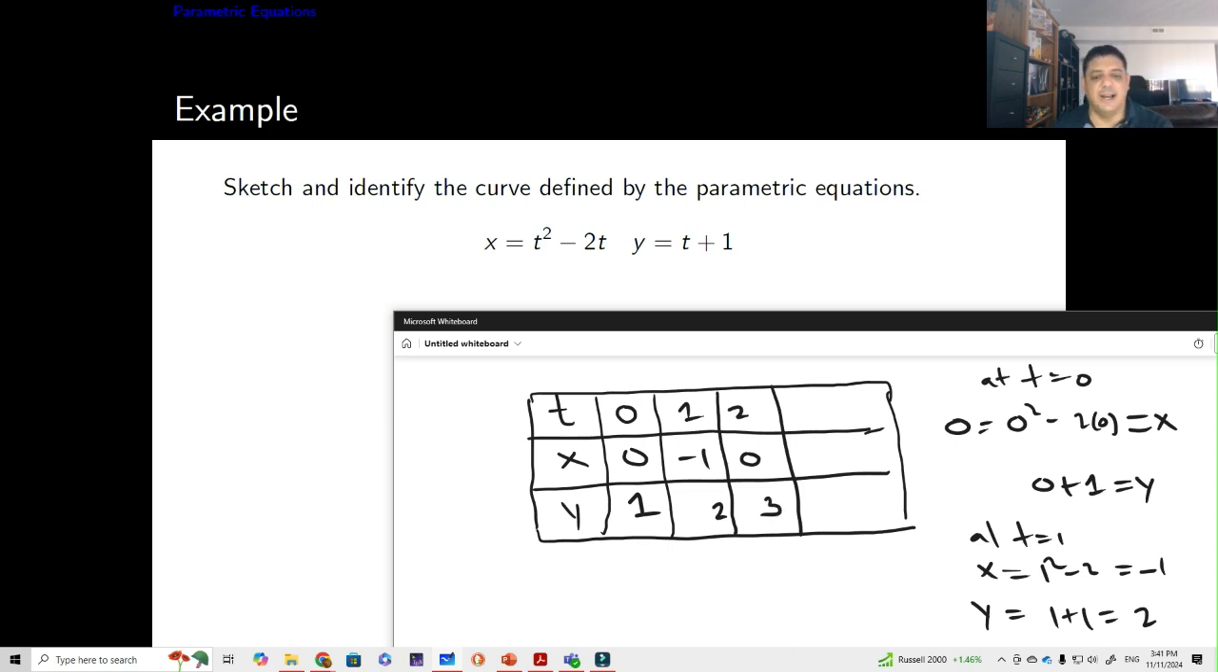This is the way we construct the curve in general. Let's go with 3 and 4. Notice that I'm just giving positive values here, imagining that t might be some time, but there's no reason why I cannot give negative values. If I plug in 3, I get 9 minus 6, which is 3, and for y I get 4. And of course at 4 I get y equals 5, and for x I get 16 minus 8, so it's going to be 8.